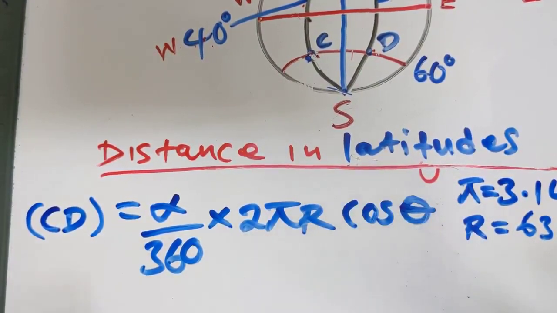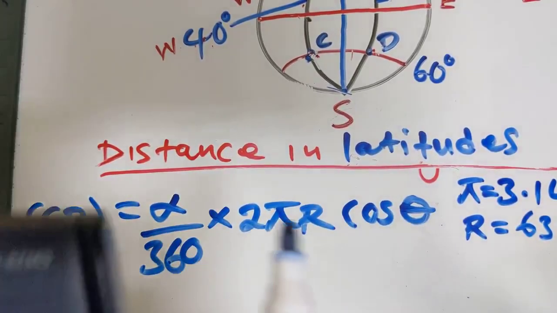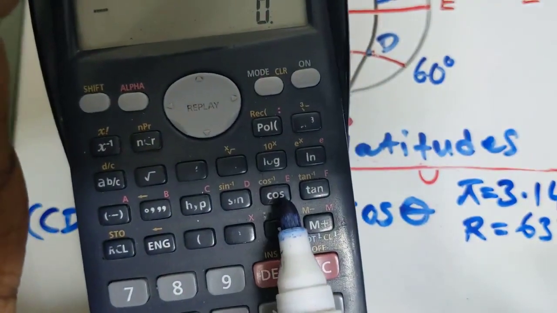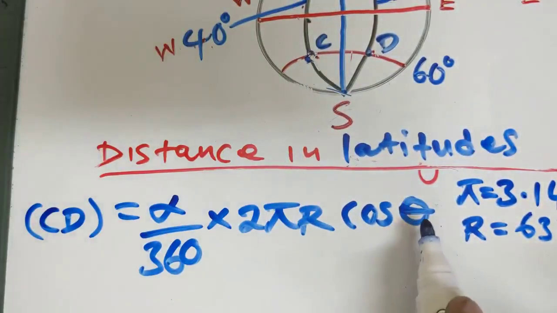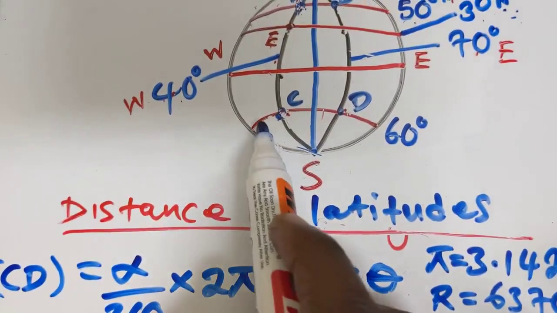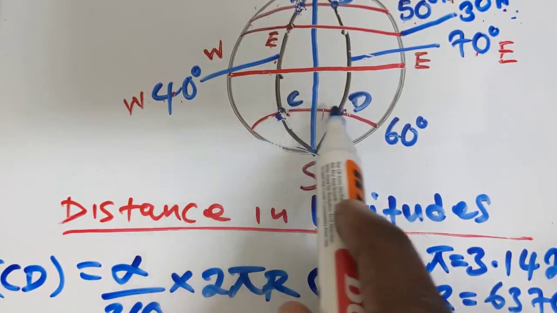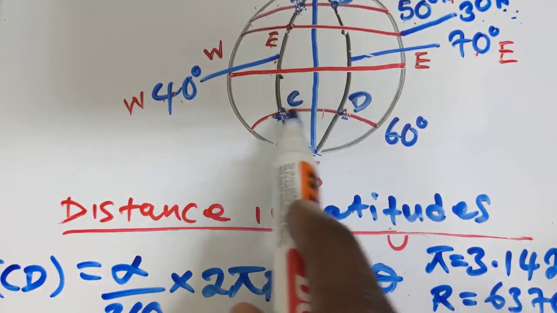Cos theta. So this cos, you find it on the calculator. It is actually right here. Then this theta, you find it here. So we are finding the distance between C and D. That is what we are finding.